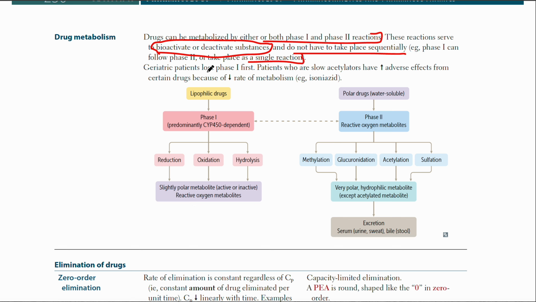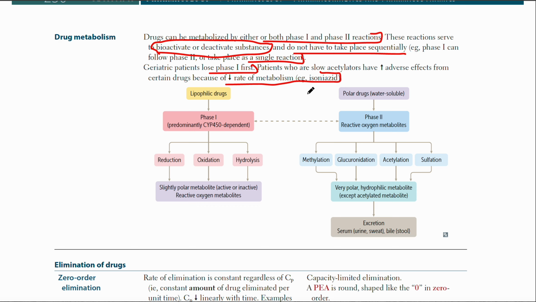In geriatric patients, they lose phase 1 first, and then patients who are slow acetylators have increased adverse reactions or effects from certain drugs because of decreased rate of metabolism, like in isoniazid. So we'll be talking about isoniazid in our tubercular drugs portion, right? So there are slow acetylators and fast acetylators. These are patient-specific variations.